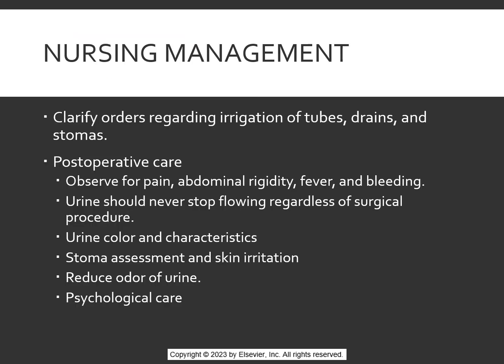After surgery, observe for pain, abdominal rigidity, fever, and bleeding. Assess the amount and characteristics of the urine and mucus, and record accurate output of urine every hour for the first 24 hours and then every 4 to 8 hours. The bowel tissue used for construction of the bladder will produce mucus, so irrigation of the catheter is necessary to prevent blockage of the catheter.